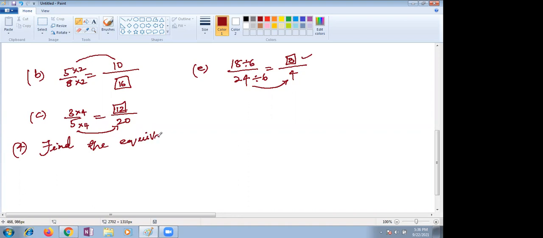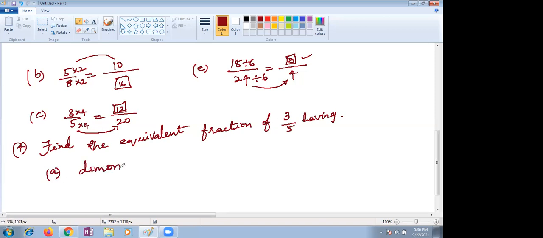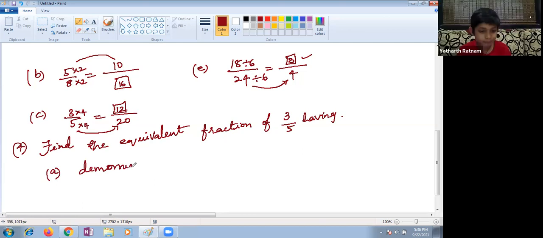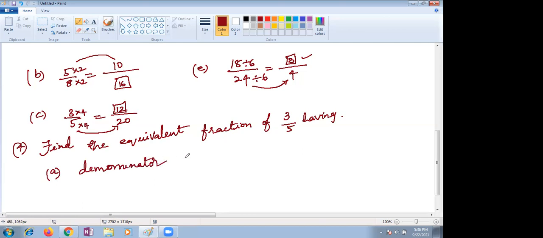Equivalent fractions. Spelling, don't we make mistakes, children? Equivalent fraction. Find the equivalent fraction of 3 by 5 having, 3 by 5 having. The questions are like that, Nana. A bit, denominator. Denominator means down portion, right, children? Yes, ma'am. What is the upper portion? Numerator. Very good, Nana.